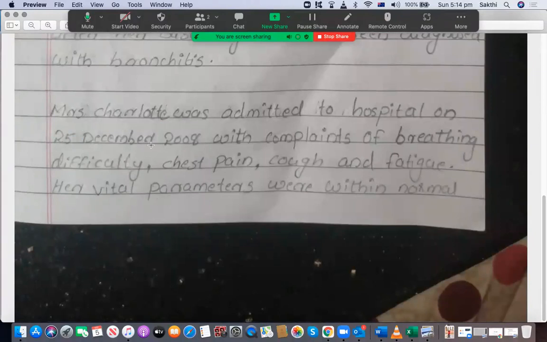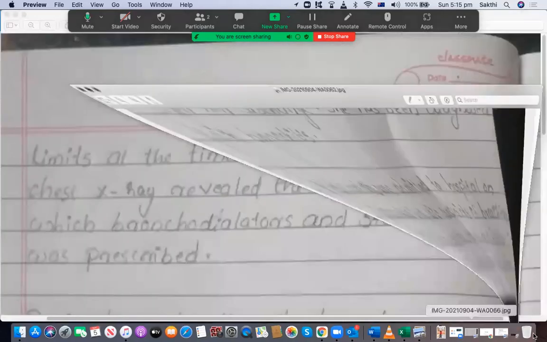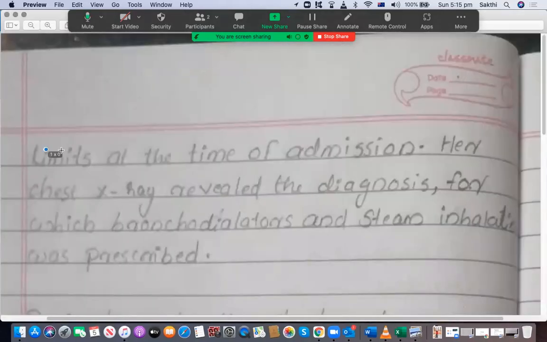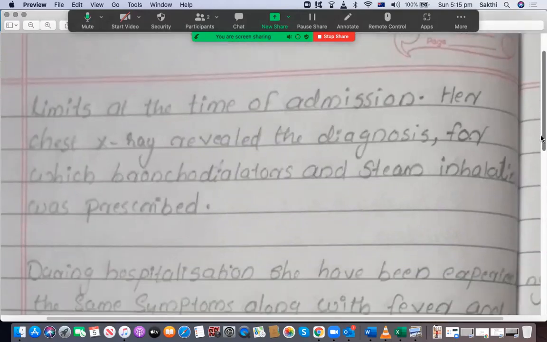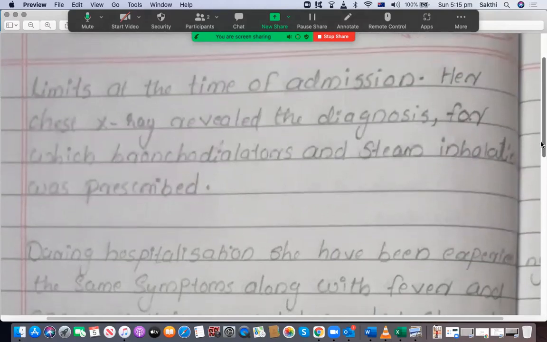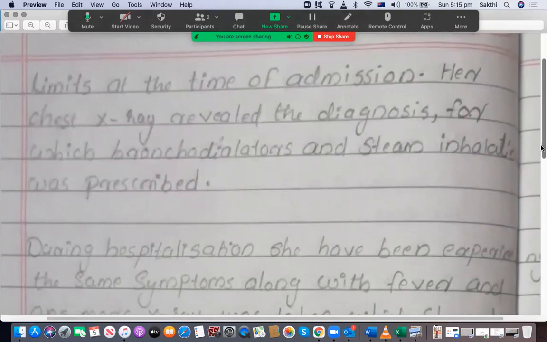See, the way you write the letter R could have been a bit better because it sounds like D, do you know what I mean? So try to rectify that. All right. 2008 with the complaints of breathing difficulty, that's chest pain, cough, and fatigue. That's good. Her vital parameters were within normal limits at the time of admission. Okay, that's the second page. That's perfect.